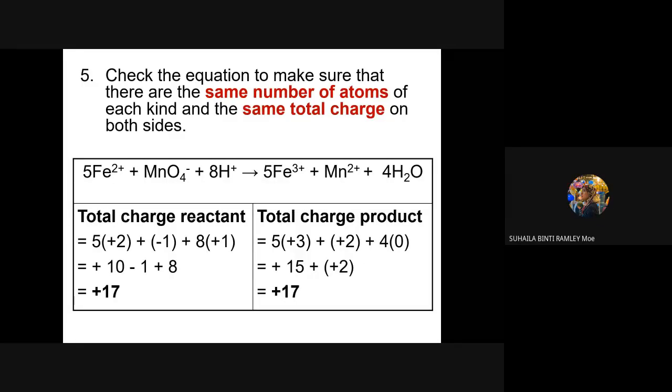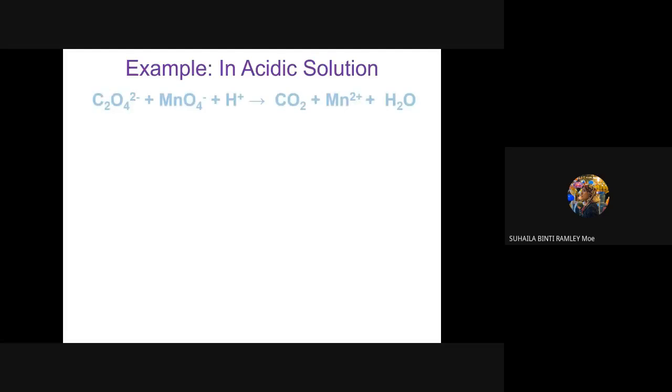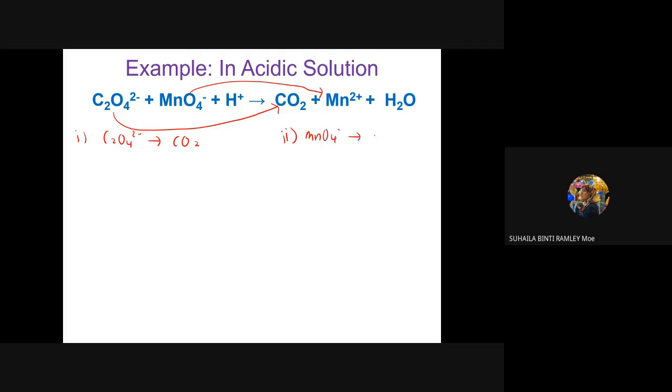Oh, ini dah sudah tadi kita check. Okay, for example, dia nak in acidic solution. Okay, first step tadi apa? Divide into two half equation. So C2O4, produknya mesti ada C. So C is CO2. So MnO4, produknya ialah Mn2+. Okay, so first half equation, C2O4 2-, produce CO2. Okay, second half equation is MnO4- to Mn2+.